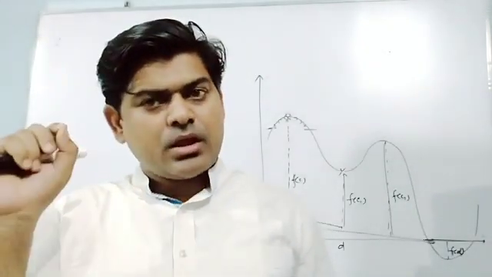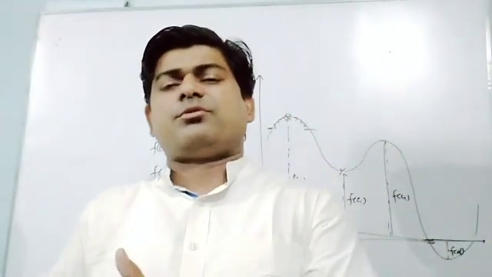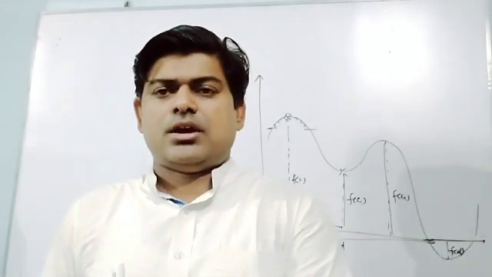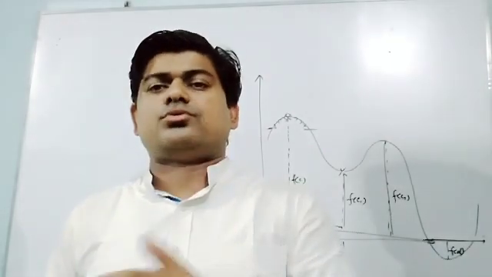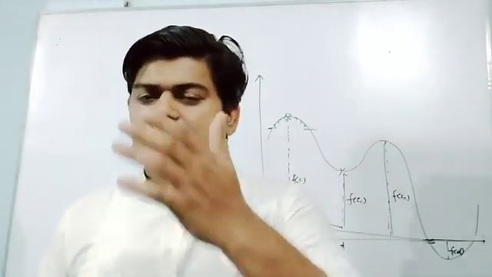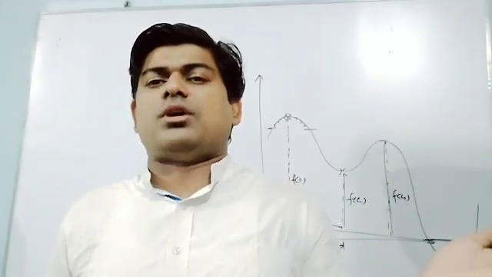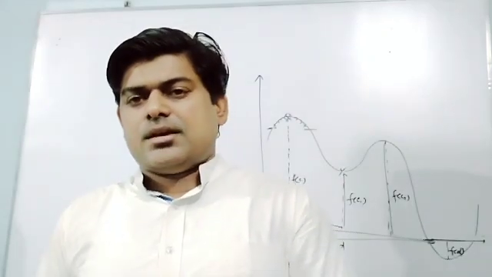Okay. When we discuss the first order derivative and second order derivative, at that time we will discuss the local maxima and local minima. Okay. One more point is there: absolute maximum and absolute minimum. How can we find the absolute maximum value of the given function or the absolute minimum value of the given function?